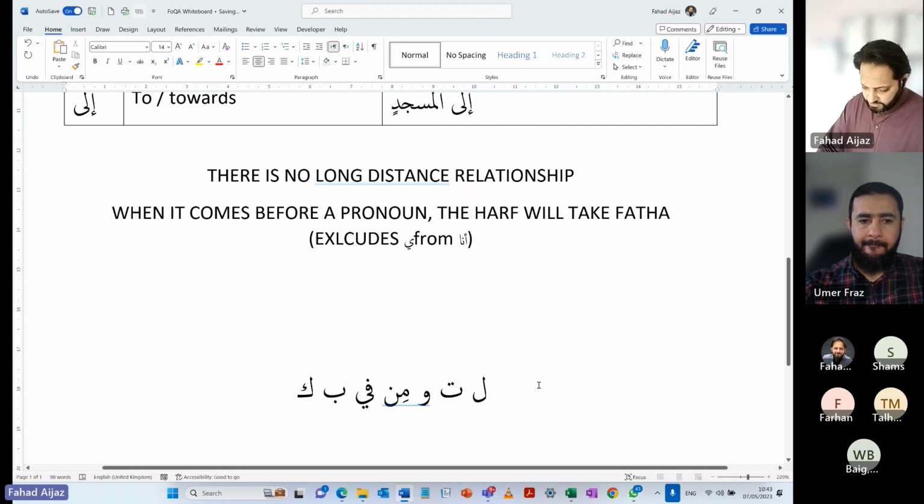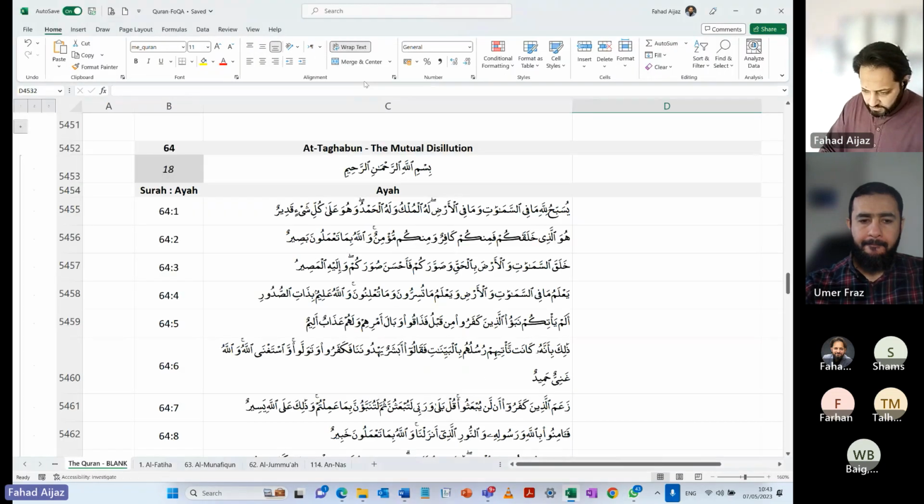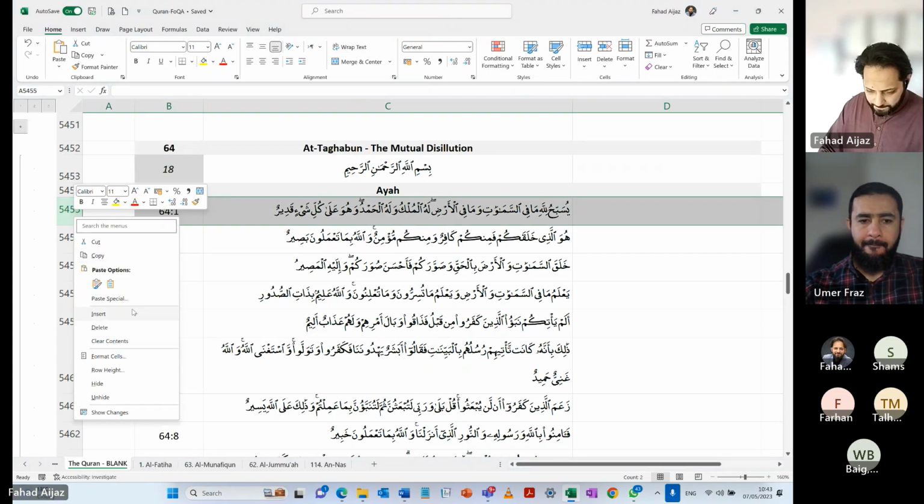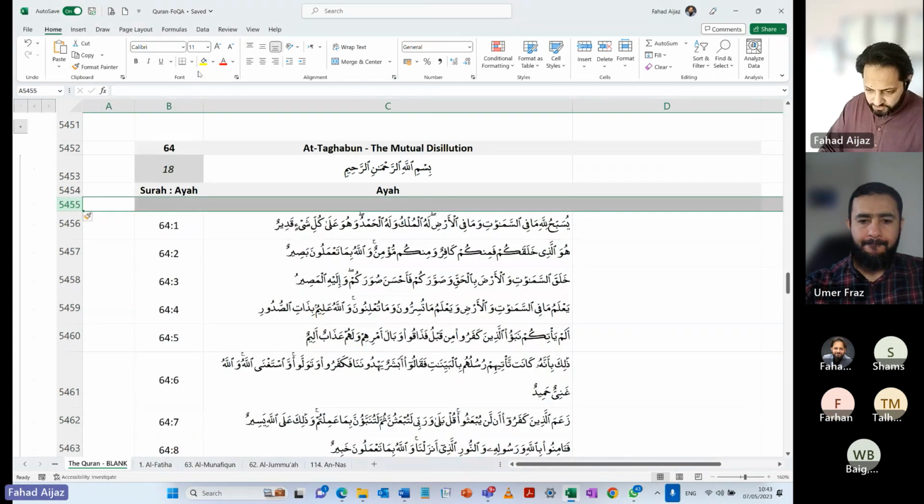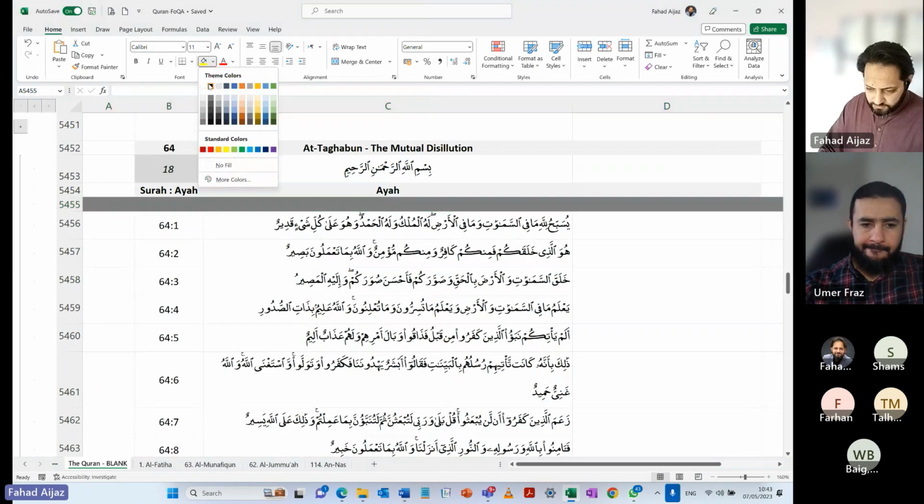So let's go to Quran. Which surah? Let's apply it here. It's a good surah for this application. I will just make some space.